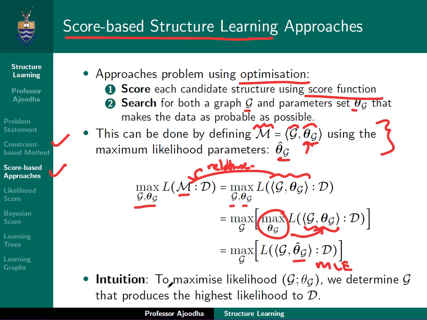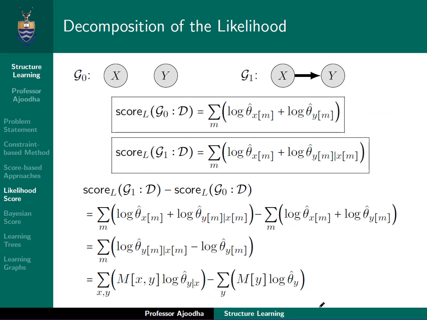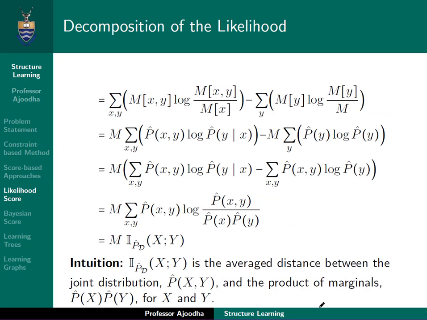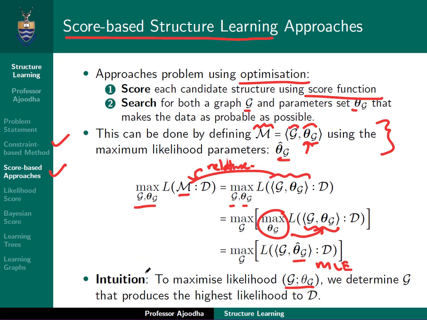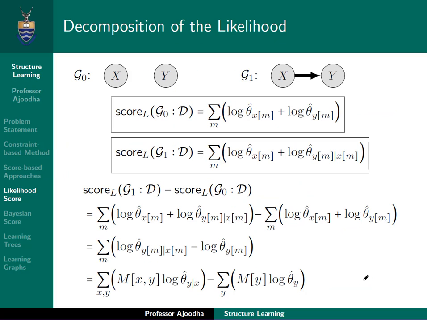Okay, so the intuition here behind all of this is that to maximize the likelihood, we need to determine a structure that produces the highest likelihood relative to the data. So let's see what that means. That's our goal. Okay, so this is not really an intuition. This is a goal, because it is what we're trying to set out to do. So how do we do that?